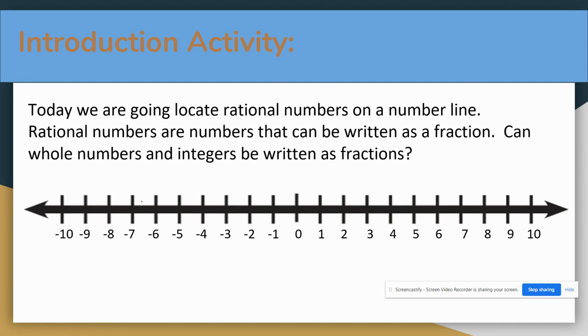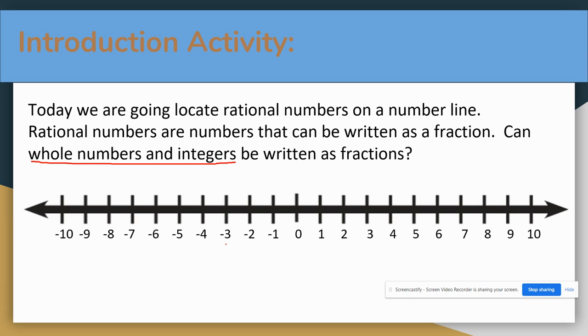Okay, so today what we're going to do is we're going to locate rational numbers on a number line. Rational numbers are just numbers that can be written as fractions. Can whole numbers and integers be written as fractions? I want you to write what you think, yes or no, and why.